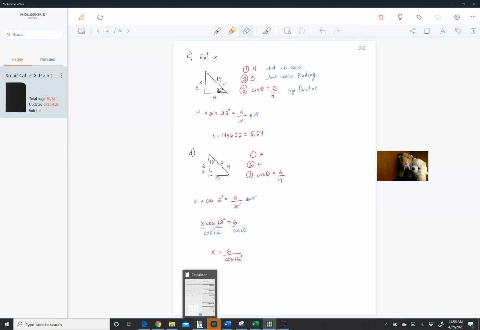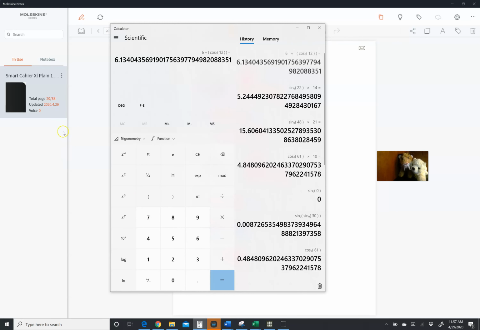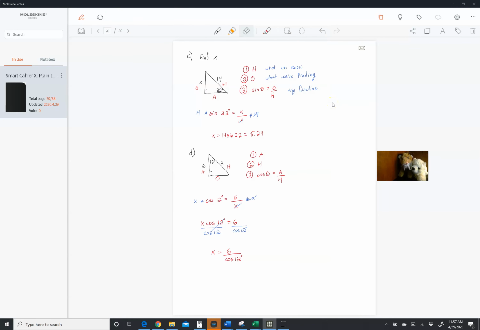How do we plug this into our calculator? You have a few options. My suggestion would be that you do 6 divided by, and then in parentheses, this was cosine of 12. So you would type in 12, cosine, close your parentheses, and then you get 6.13. This is a 4, so you keep it as a 3. You don't up it.